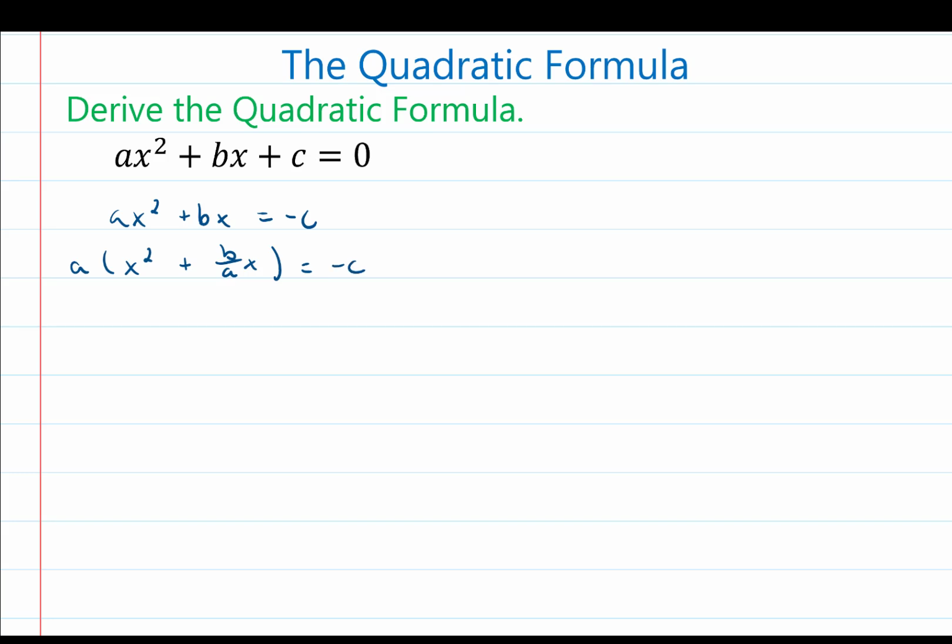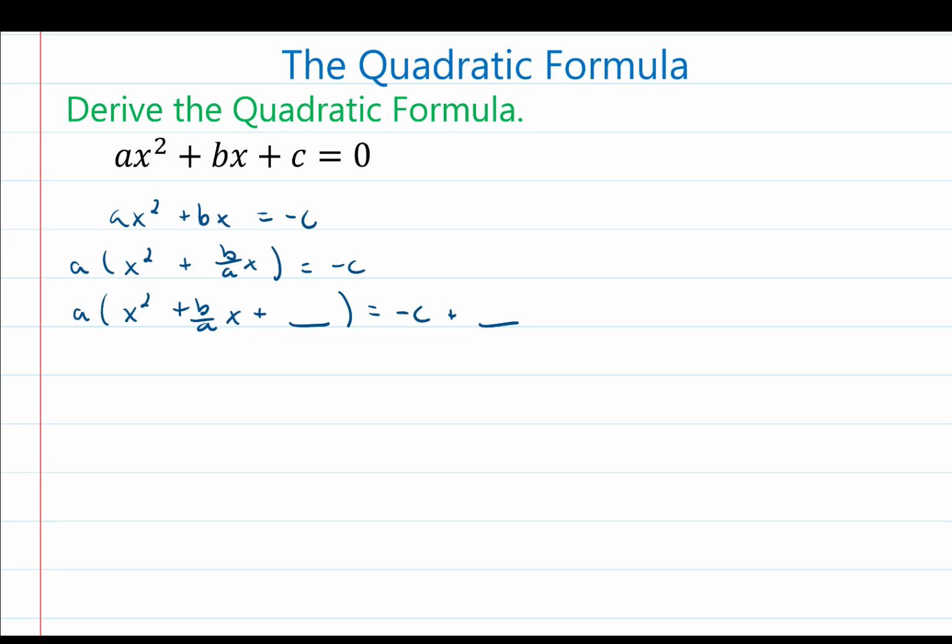Our goal now is to add a constant into those parentheses to create what is called a perfect square trinomial. So we have a times x squared plus b over a times x plus, and we need a constant there, a value that will create a perfect square trinomial, equal to negative c. And we're going to have to add a value to the right side as well in order for us to keep the equation balanced. So how do we get that value?